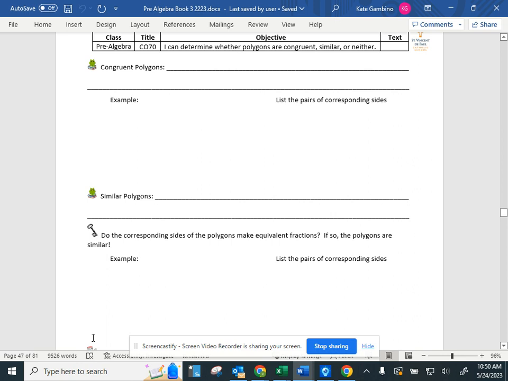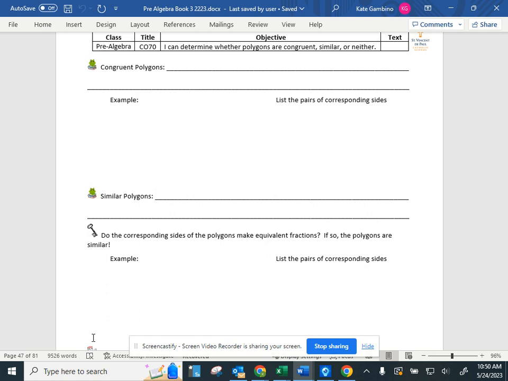Good morning. Today we are working on our very last pre-algebra objective of the year. We are doing CO70. I can determine whether polygons are congruent, similar, or neither. So we have to know what those words mean and how to figure out which category they fall under.